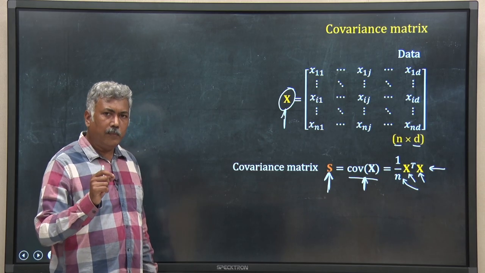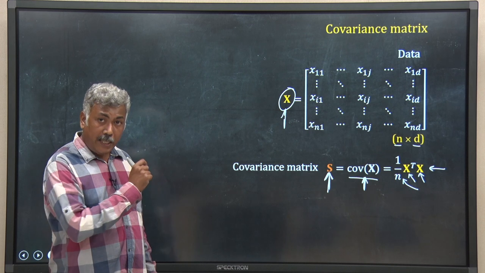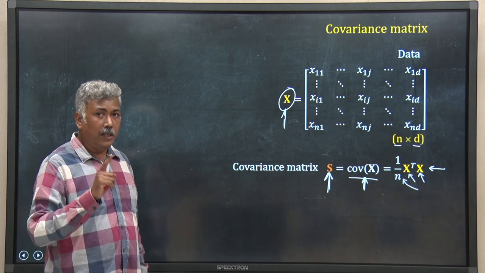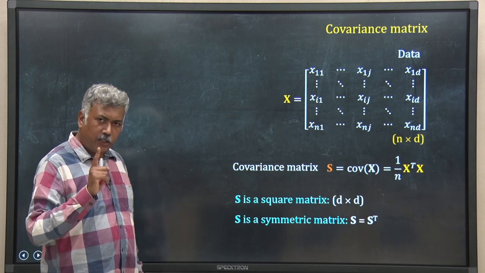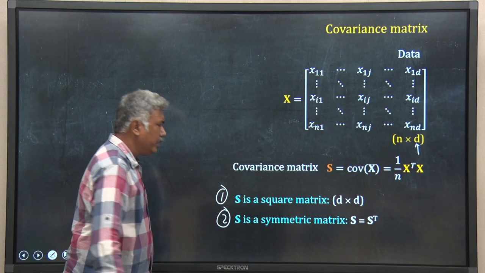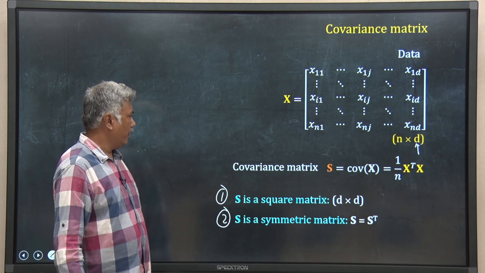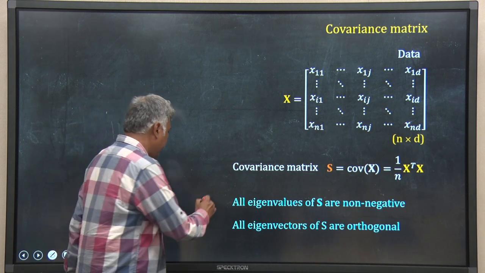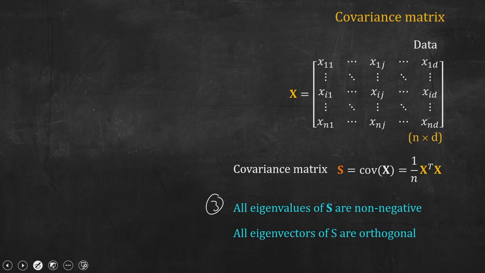Now, let me go through some very crucial properties of this S covariance matrix, which are useful in our PCA. The first one is that S will be a square matrix. It will be d by d, because I have d variables in my data set. And it will be a symmetric matrix. That means S equals S transpose. The third important point is that all eigenvalues of S are non-negative. That means they can be 0 or positive.